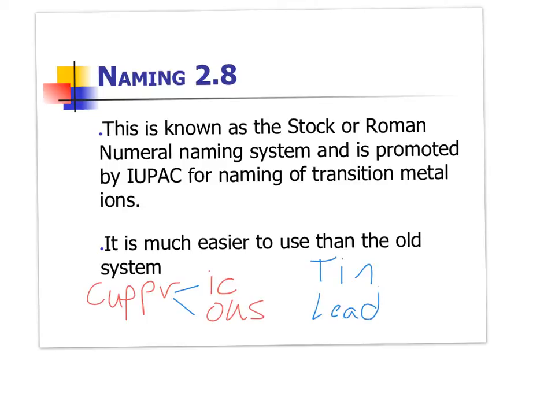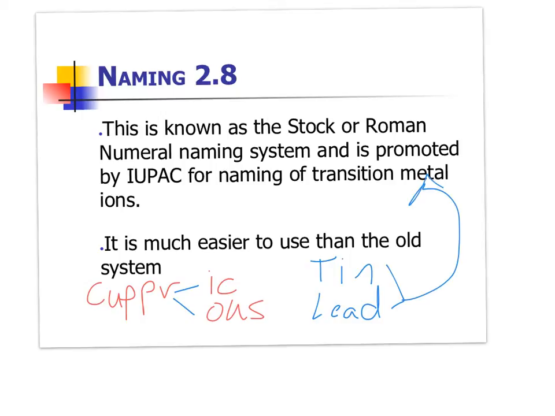Actually, tin and lead both use this Stock or Roman numeral naming system. Any metal that can form more than one positive ion will use this method. Tin and lead are the common ones.